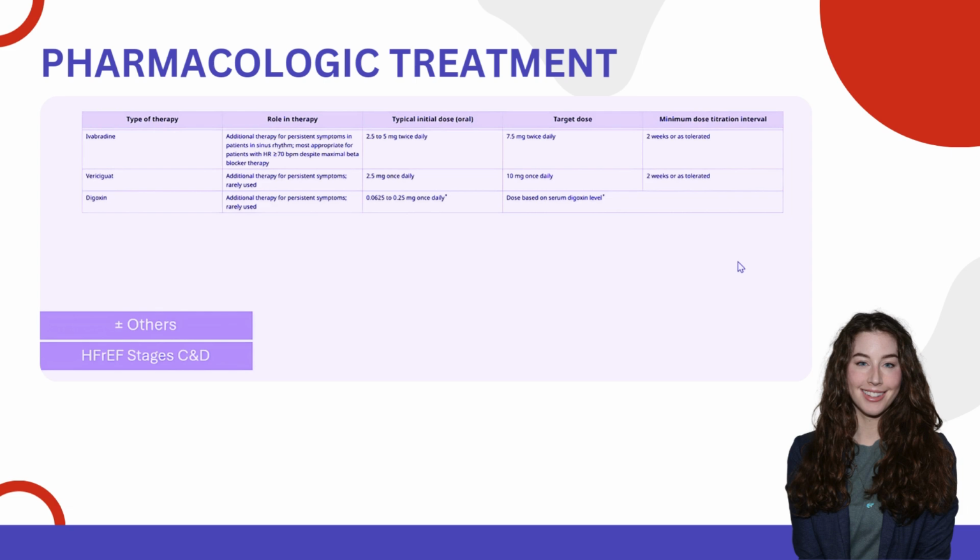Vericiguat is a class 2B recommendation. So despite optimal GDMT, they still have heart failure symptoms. You don't want to use it if they have hypotension or low red blood cell counts, because it can decrease it further. And then digoxin is also a class 2B rec.